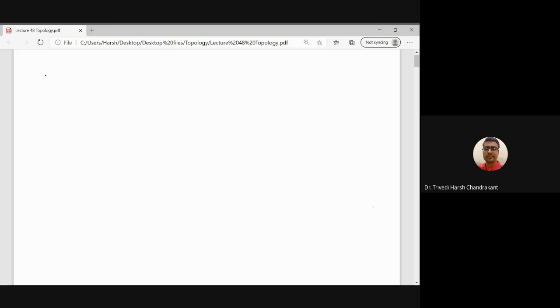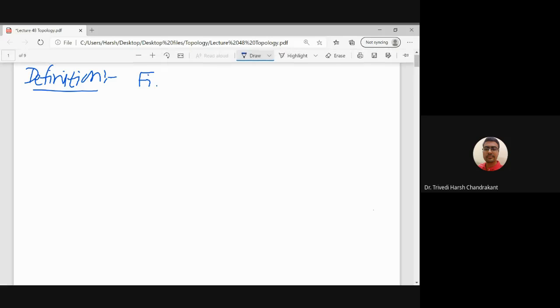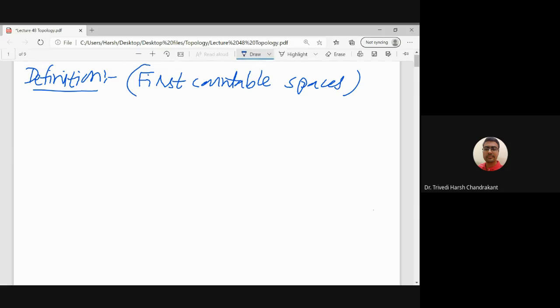So good afternoon once again, and I will discuss today countable spaces, which are topological spaces with specific properties. The first definition is first countable spaces. Like we have in set theory, we have a first countable set, second countable set, and so on.